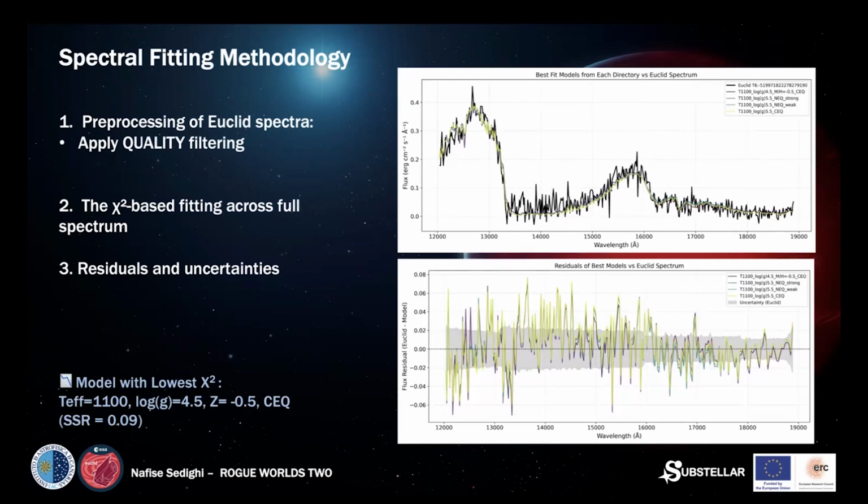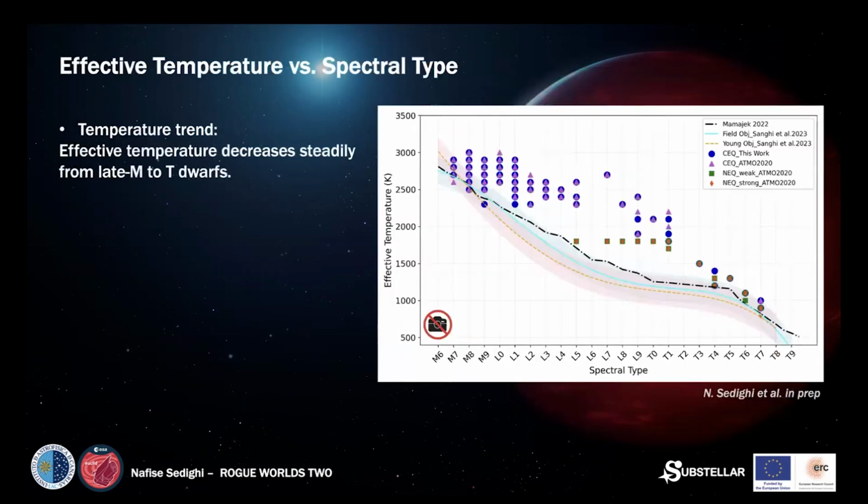In this object, as you can see, the residual is larger because the Euclid spectrum wasn't of the best quality here, so this is one of our challenges. But hopefully with Euclid DR1, we will have more and better observed spectra. We did this comparison for all of the samples, and you can see here how the temperature changes from the M type to the T type.